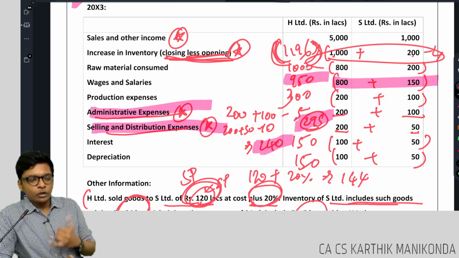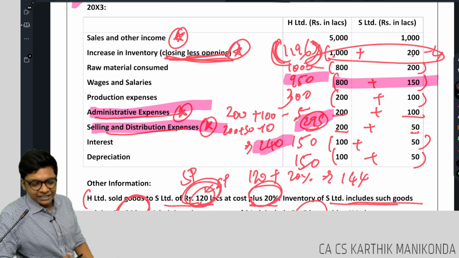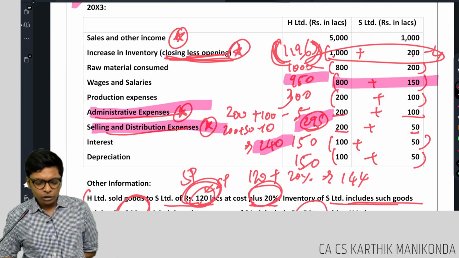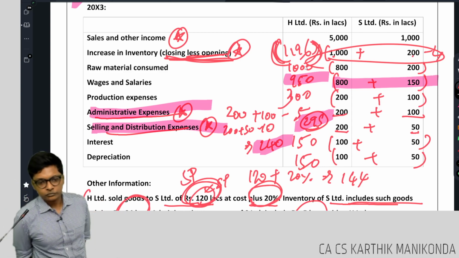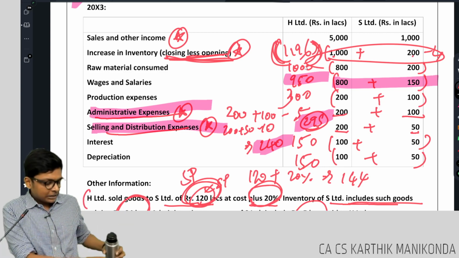Now what is pending? Only sales. Can you try to write sales? I will give you a minute's time. Those who are yet to do it, prepare the format, write all the values, find the net profit. Sales alone, try to do it, guys. It's easy. It's very easy. Try to do sales alone.